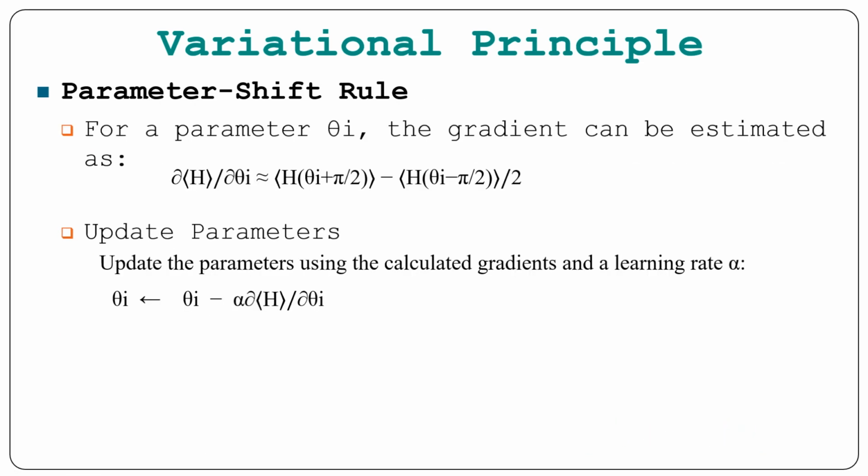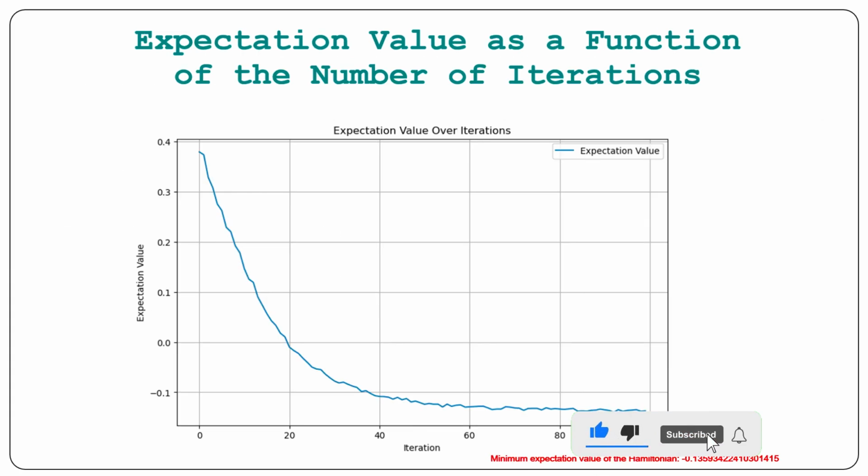The partial derivative of the expectation value of the Hamiltonian H with respect to theta i is approximately equal to the expectation value of H evaluated at theta i plus pi over 2 minus the expectation value of H evaluated at theta i minus pi over 2, divided by 2. And theta i is updated based on the following equation: theta i minus alpha times the partial derivative of the expectation value of the Hamiltonian H with respect to theta i.